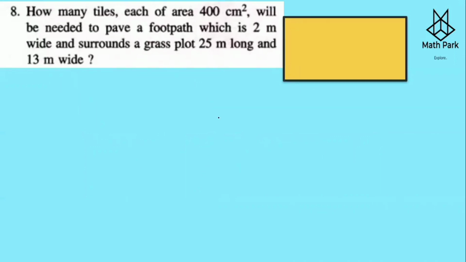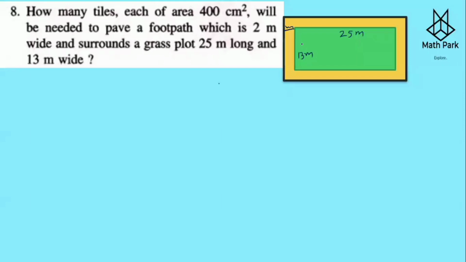How many tiles each of 400 centimeter square will be needed to pave a footpath, which is 2 meters wide, which surrounds a grass plot which is 25-meter long and 13-meter wide. So there is a grass plot on this land, and the area of each tile is 400 centimeters square, which is needed to pave a footpath, which is 2 meter wide and surrounds the grass plot, which is 25-meter long and 13-meter wide.